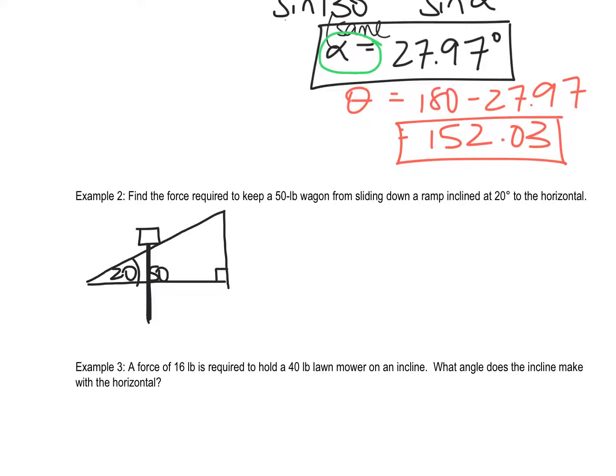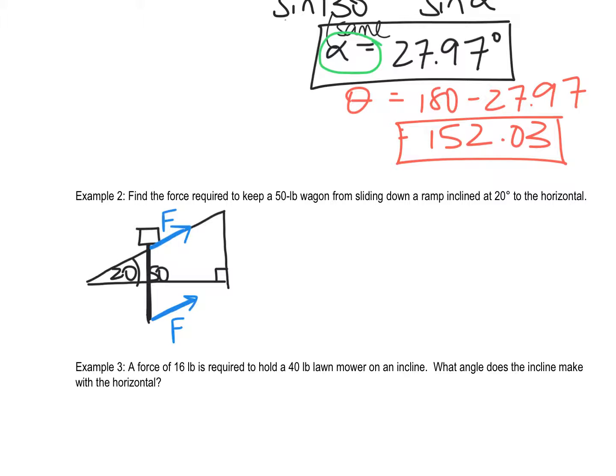And the force is actually the force acting on this wagon in this direction in order to prevent it from sliding down the ramp. And I'm also going to make this new triangle down here, and I'm going to make this parallel line. This is the same force as it is up here, and that's what I'm solving for. So I'm going to leave an F like that.